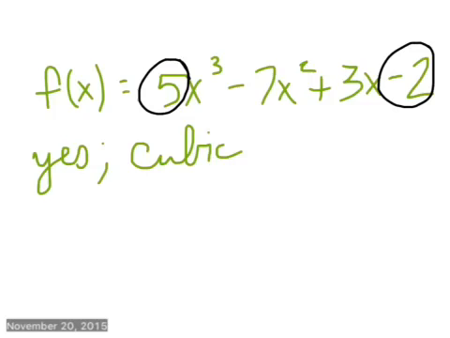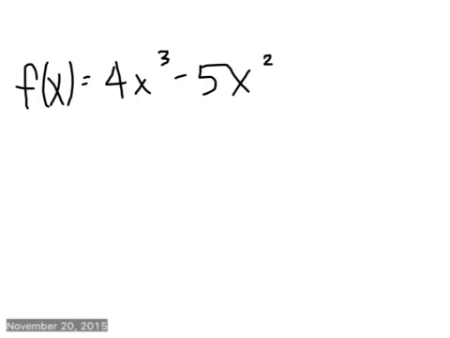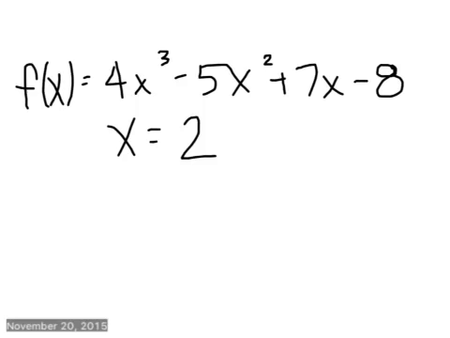Huh? Kinda. All right. Then, the next thing that they're going to have you do is something like this. It's going to say f of x equals 4x to the third minus 5x squared plus 7x minus 8, x equals 2. What they want you to do is use what they call direct substitution, and they want you to plug in the number 2 and see what you get.